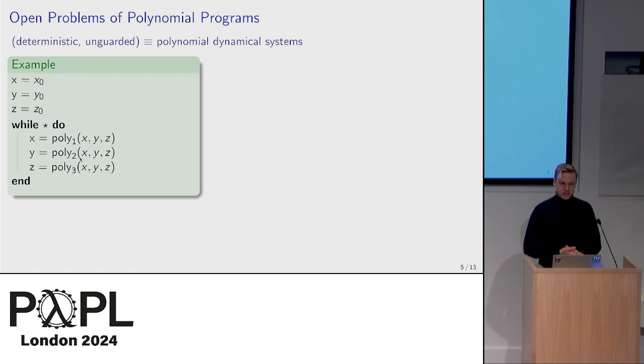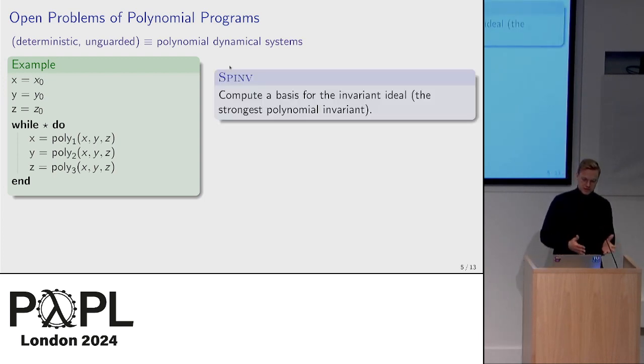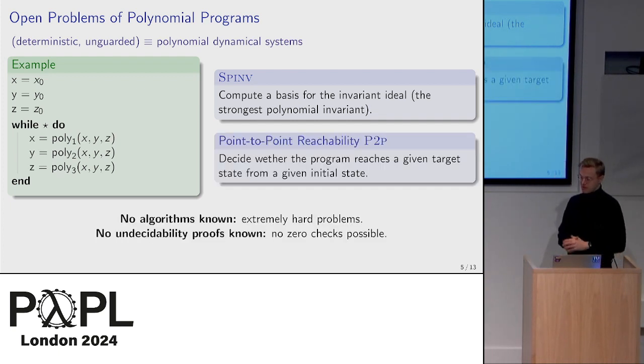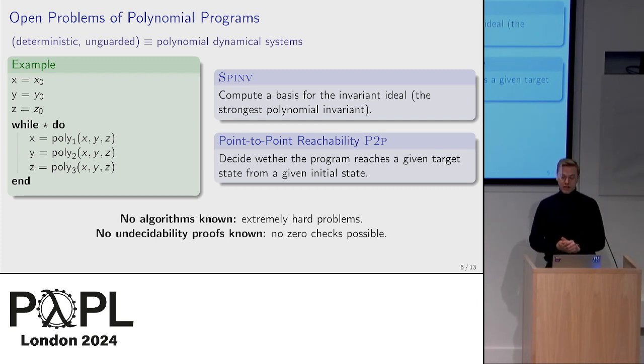And you can also think of these loops as discrete time polynomial dynamical systems, where the initial assignment part gives you the initial state and the system dynamics is given by these polynomials. And as I've said, for this class of loops, computing a basis for the strongest polynomial invariant is not known to be computable or uncomputable. But there are also many other problems whose status is unknown. For instance, just reachability.